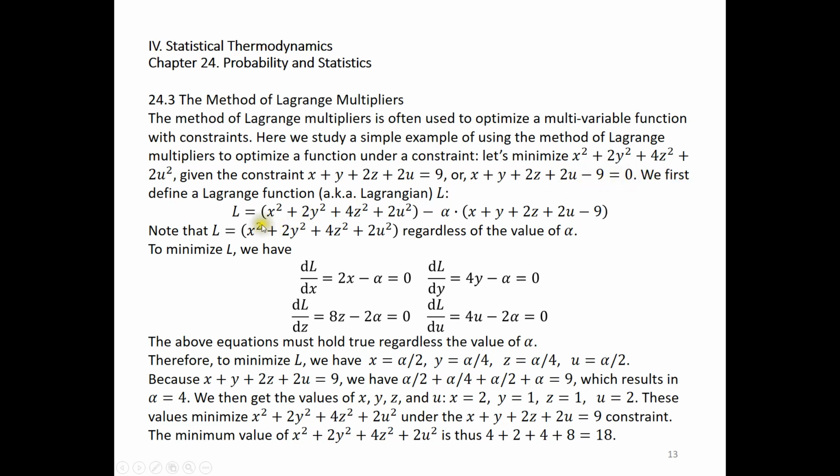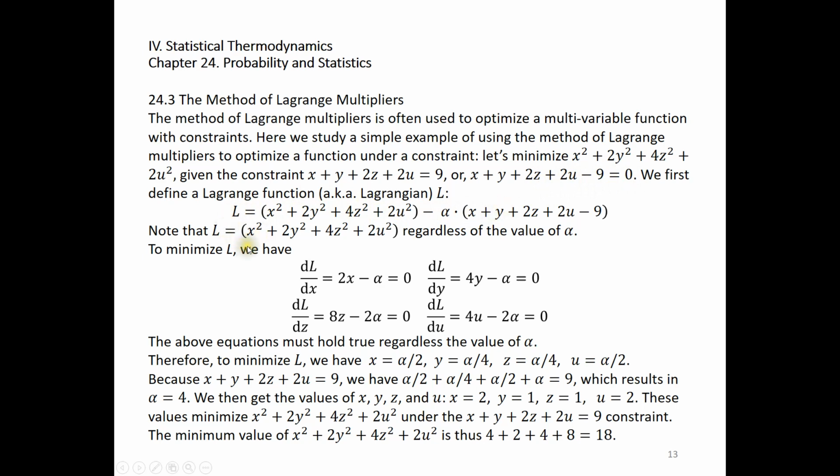We first define the Lagrange function, or so-called Lagrangian, L. L is the function to be minimized here, minus alpha, which is a parameter called the Lagrange multiplier, times the constraint. This constraint is always 0. x plus y plus 2z plus 2u minus 9 is always 0. So really L is the function to be minimized, minus alpha times 0.